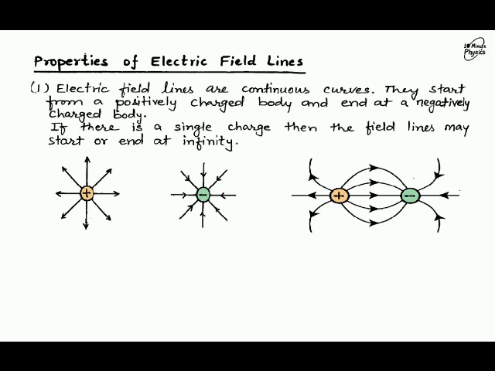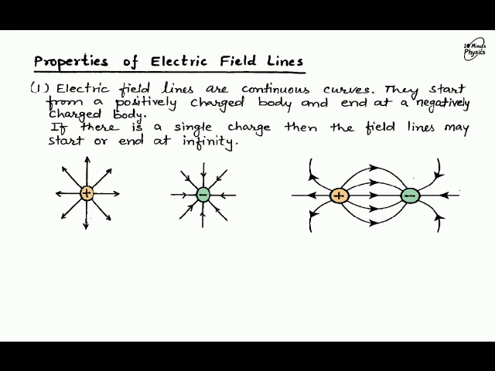Similarly, I have taken two charges here, one positive and one negative. You can see that for the negative charge, the arrow mark is inward, and for the positive charge, the arrow mark is outward. This means electric field lines enter through the negative charge and emerge from the positive charge. So the electric field direction will be from positive to negative. Remember this point. This is the first property of electric field lines.